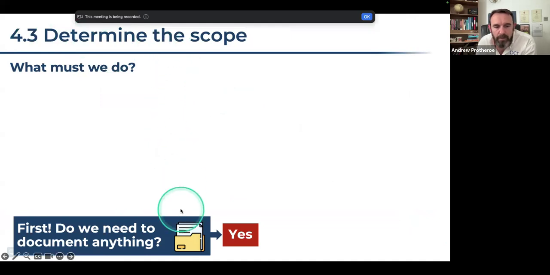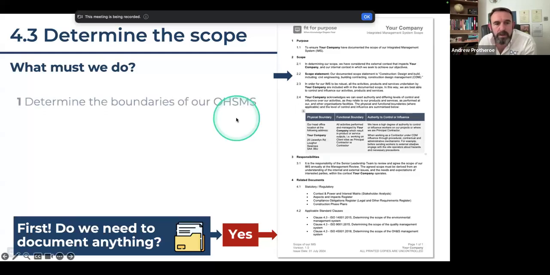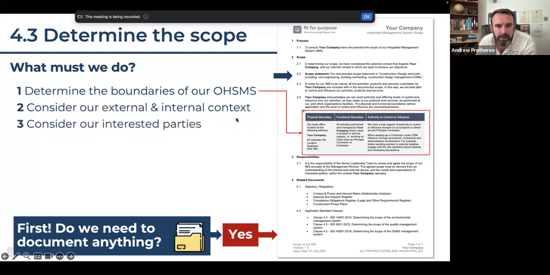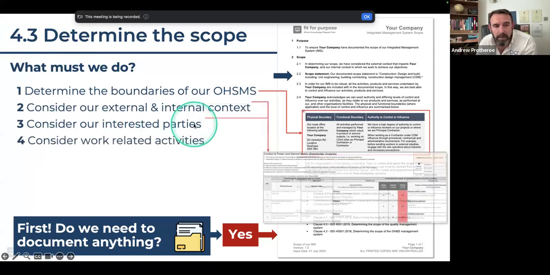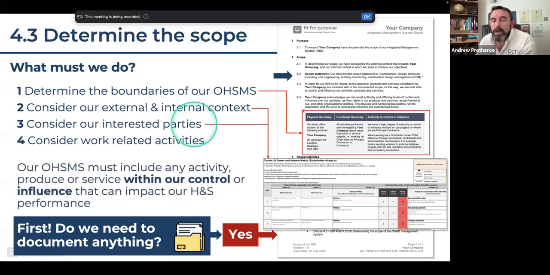4.3, scope. Have we got to document anything? Absolutely, for scope. And this is where these documents start coming in to support us. Physical boundary, functional boundary, and the authority over what we can control and influence. That's really important. So we've got to determine the boundaries. We've got to consider our external and internal context for our scope. We've got to consider our interested parties, and we've got to consider our work-related activities. And we really can do that quite well if we document it properly, not a wasted document.